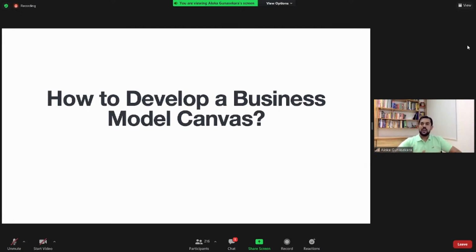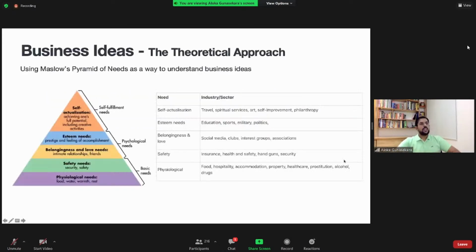Ideal case, you need to have a good understanding of what you're trying to do. Now, before coming to a business model canvas with this context, let me just take you through the areas that you should also be cognizant of. So when it comes to business ideas, and this is where things start, what I would like you to do is understand Maslow's pyramid of needs as a way to understand business ideas.